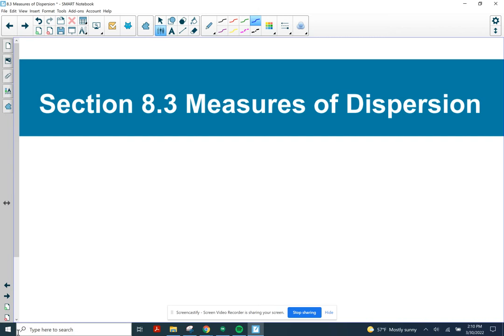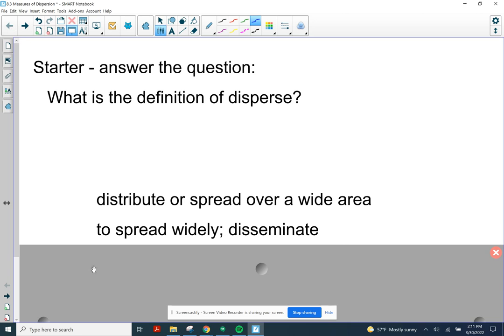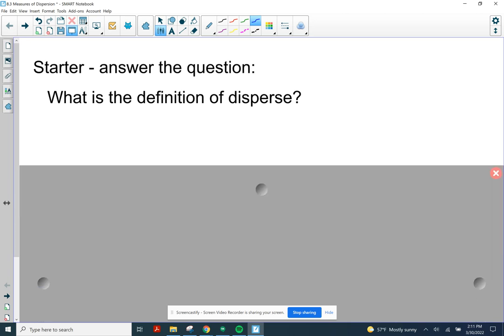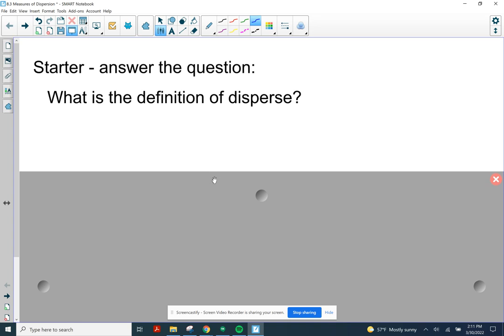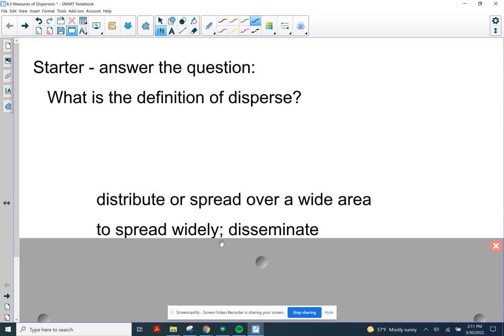Welcome to section 8.3, Measures of Dispersion. In my class, the first thing I did when we talked about this is I asked the question, what is the definition of disperse? The word disperse, which is the root word of dispersion, has lots of different definitions, but the ones I focused on were to disperse means to distribute or spread over a wide area. It can also mean to spread widely or disseminate.